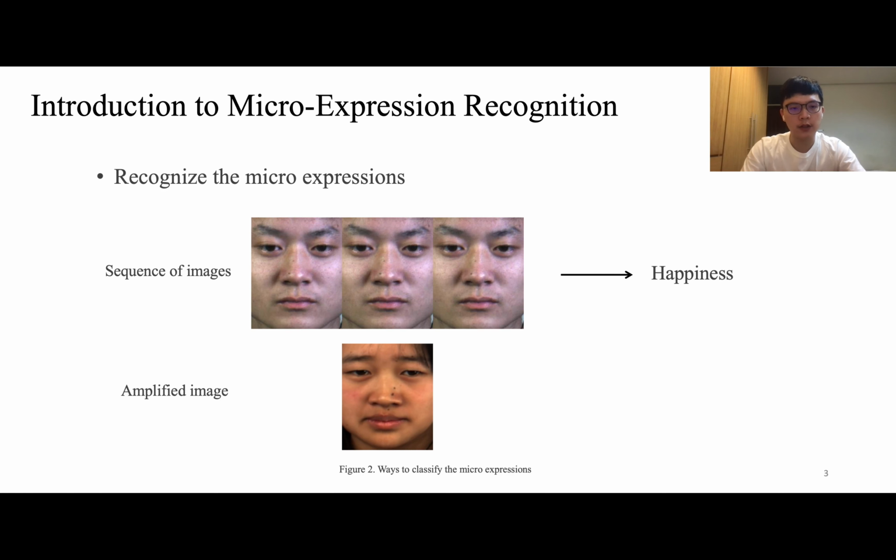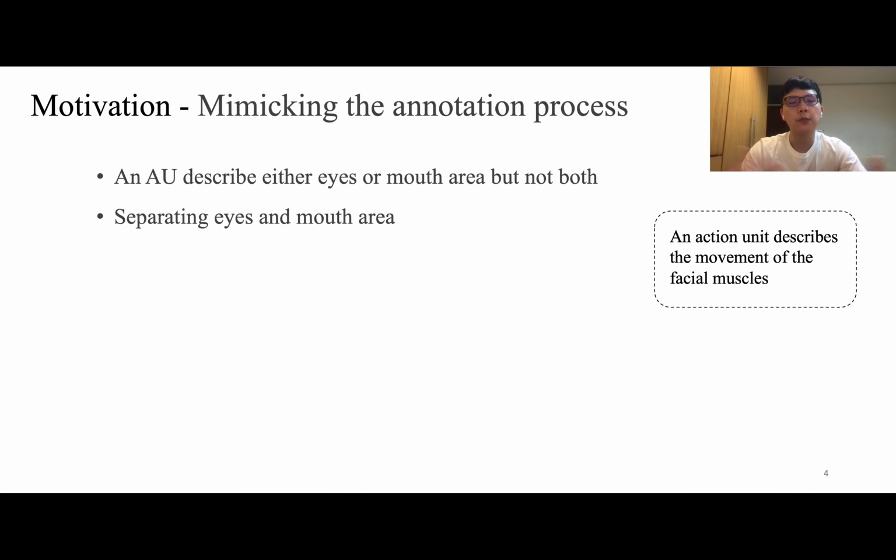After we have this sequence of images, we can obtain the labels after we try to recognize it. For the first one, it has the happiness label, and for the second one, it has the repression label. Our motivation is to mimic the annotation process. Why do we want to mimic it? Because if we can mimic the annotation process, we can obtain more accurate results.